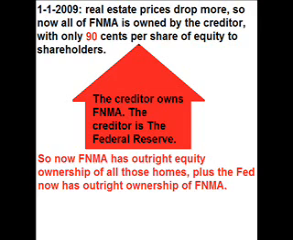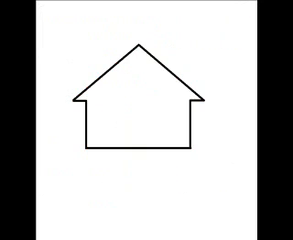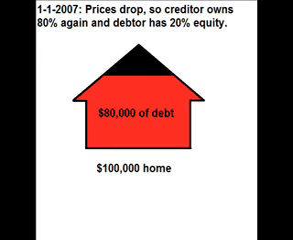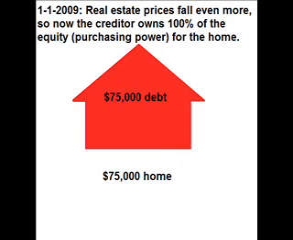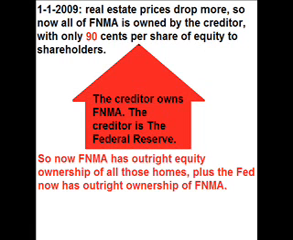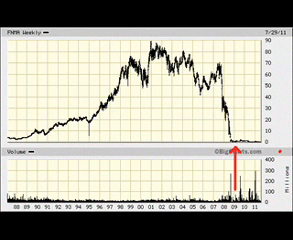So now Fannie Mae has outright equity ownership of all those homes. Remember that other thing? 100% of the homes, still the same homes. All that equity shifted over to Fannie Mae. They were the creditor for those homes, right? All that equity shifts over to them. They have 100% ownership of the homes. But at the same time as that happened, now the Fed has outright ownership of Fannie Mae. Look at that. And that's what we call the Federal Reserve's deflationary equity transfer program.